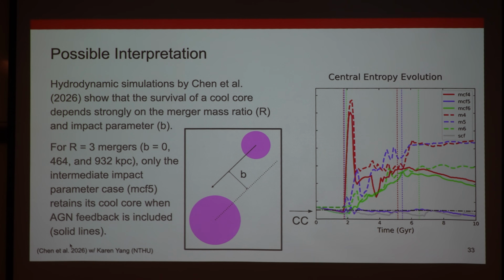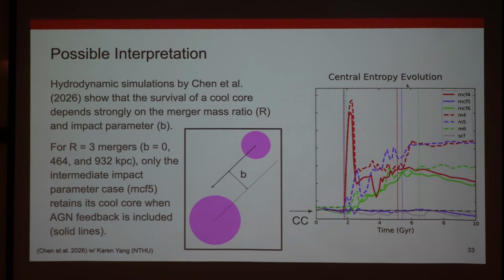Karen ran a hydro simulation which shows what happens when you have two merging subclusters, and the mass ratio is 3. So the bigger one is 3 times bigger than the smaller one. And then the impact parameter is not exactly 0. Zero means it is colliding head on, and with some non-zero number, that means the impact parameter is a bit further out.